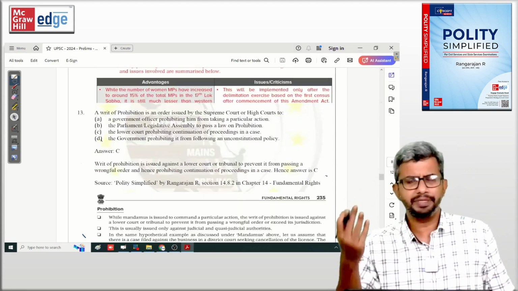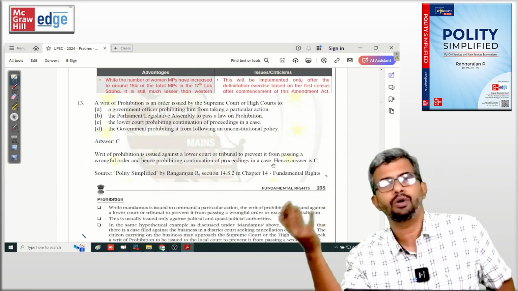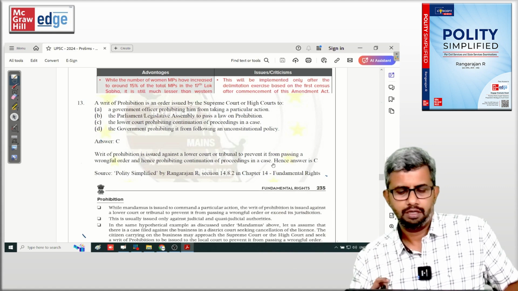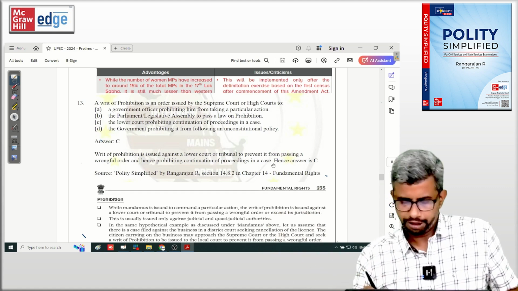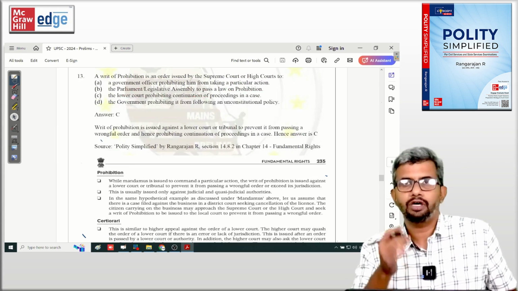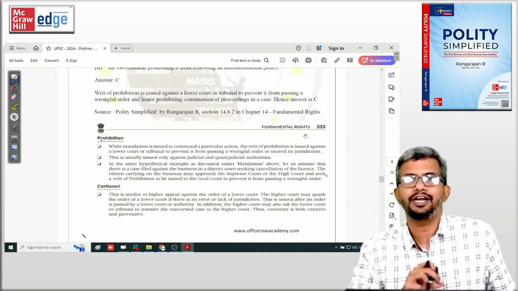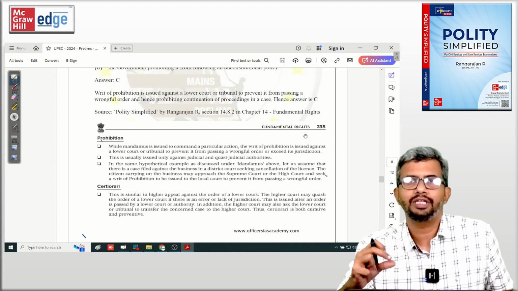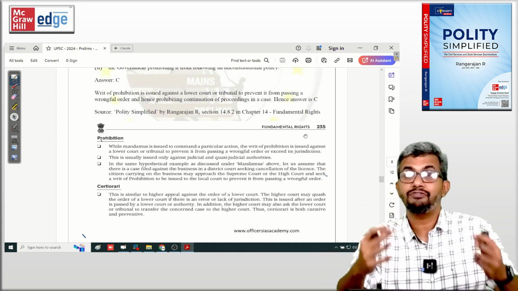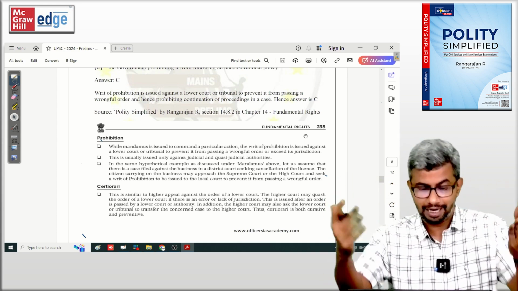A writ of prohibition, straightforward. It is issued to a lower court for discontinuation, prohibiting the continuation of proceedings in the case. Again, this is a snapshot. I would have just mentioned each kind of writ, and in a single or two bullet points, I would have brought out the key points so that it is easy for you to read, revise, and remember.